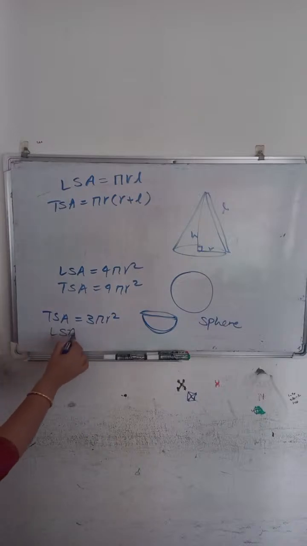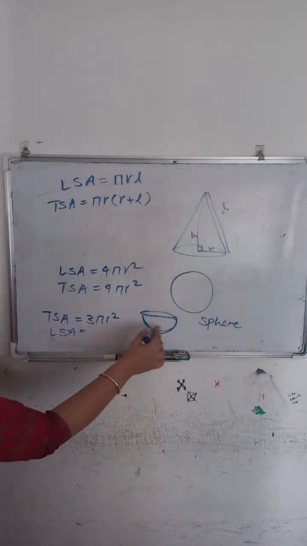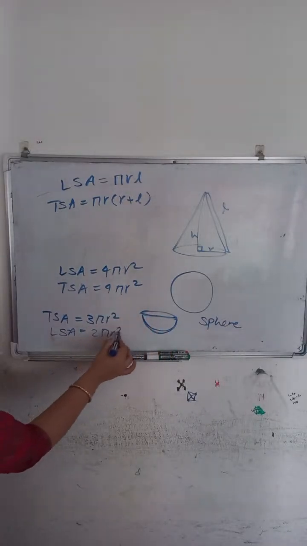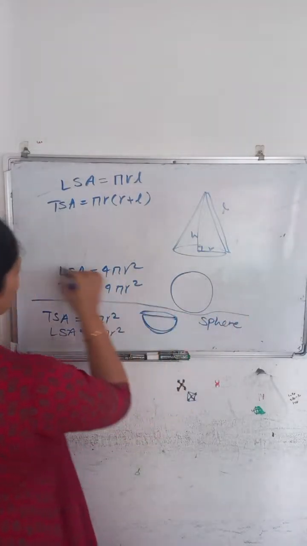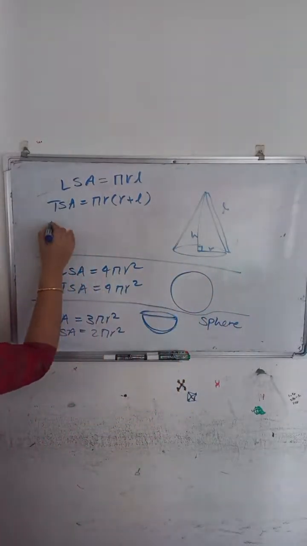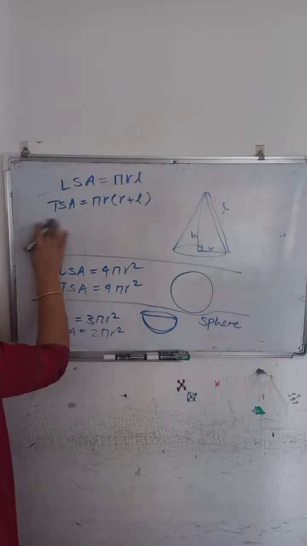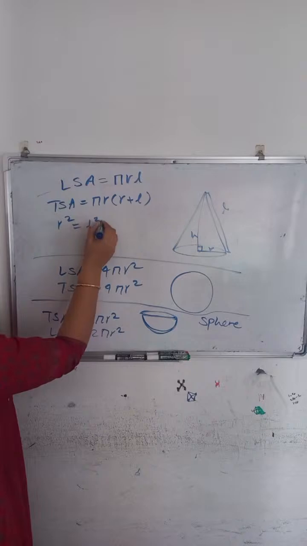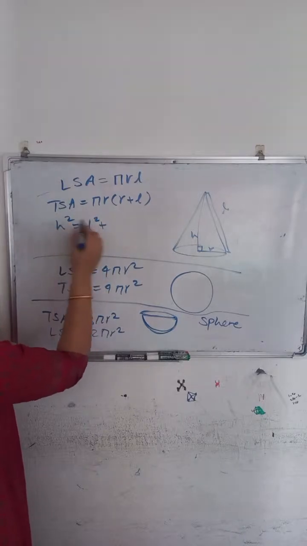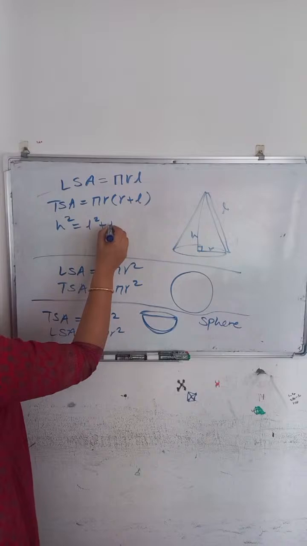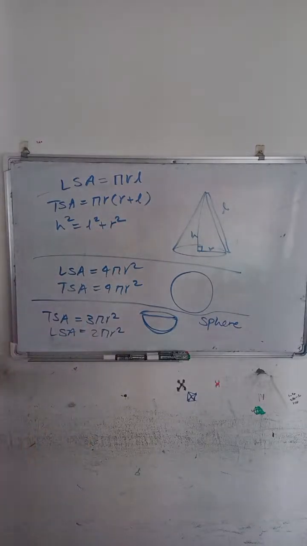Then we have the LSA. LSA is only this curved part, that is 2 pi r square. So these are the three figures we have. Then how do we find the slant height? Here we have the formula: L square is equal to r square plus h square. In this way you can calculate the TSA and LSA of the cone, sphere and hemisphere.